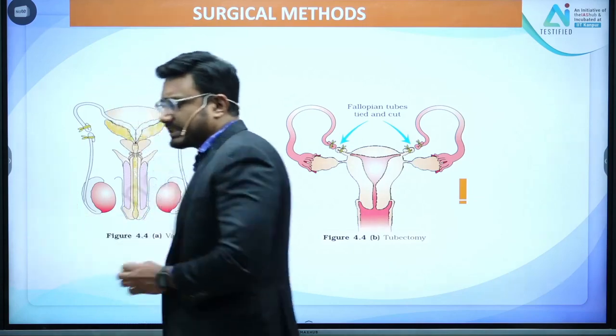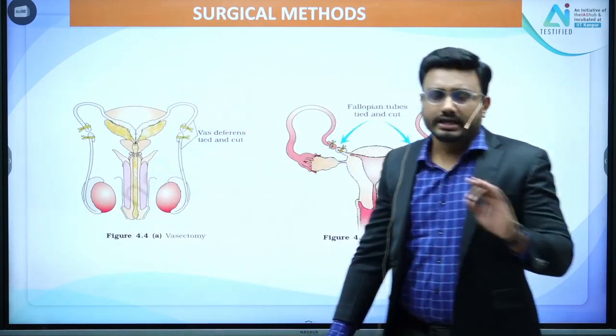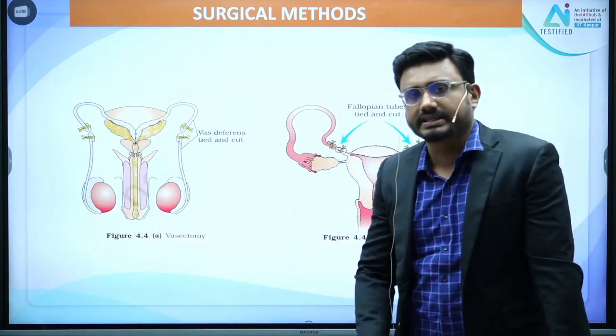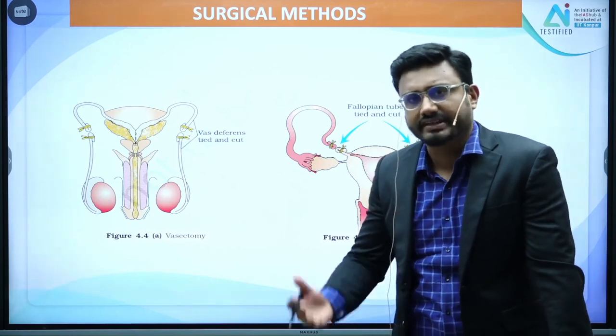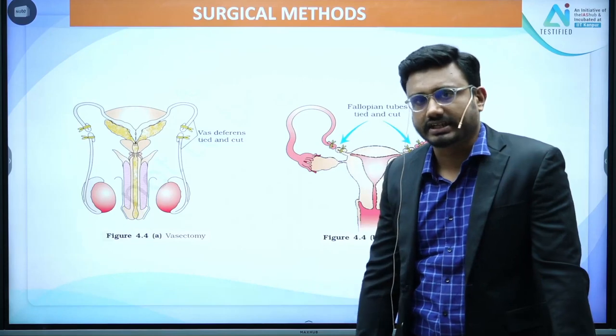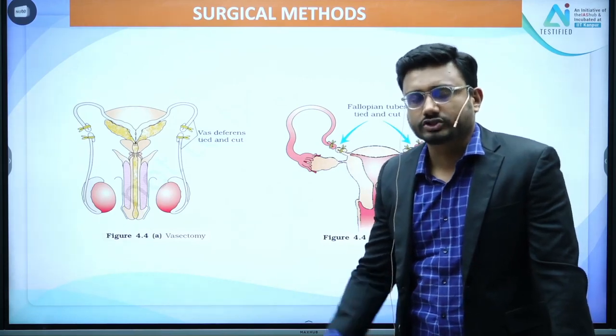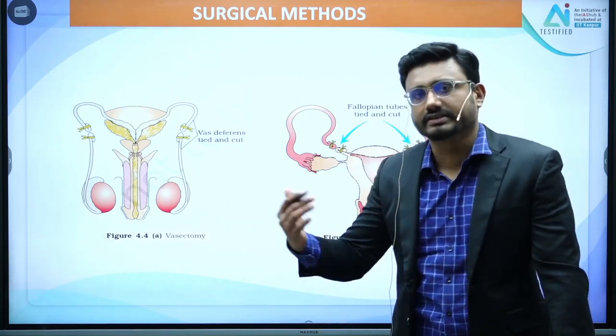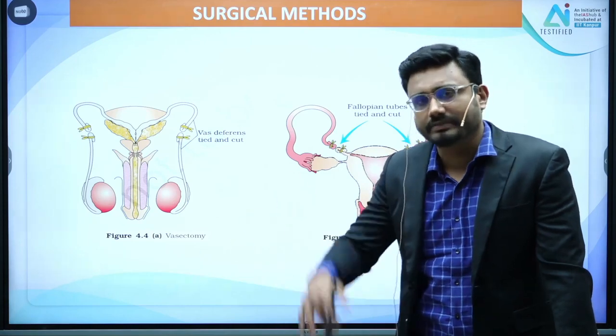So surgical methods are generally irreversible methods. When the couple decides that they do not want to have any more children, you go for these types of methods, known as surgical methods. These methods are generally irreversible. Once they are done, they cannot be reversed.